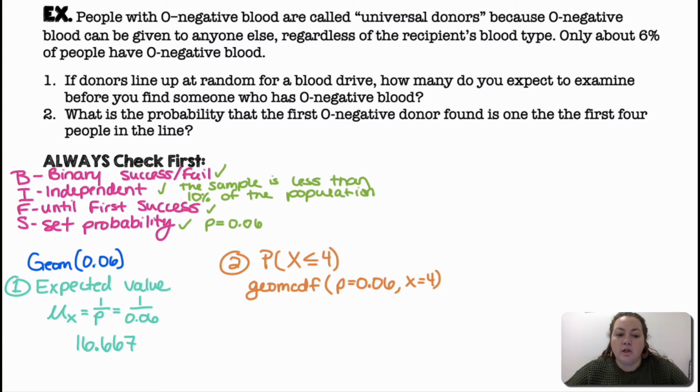Then the other question, what is the probability that the first O negative donor found is one of the first 4 people in line? So the probability that it's 4 or less, like that the first one happens in the 4 or fewer people. So this is a geometric CDF because I'm combining, it could be the first person, the second person, the third person, or the fourth person. P is the probability of success, 0.06, X is 4, and I get 0.21925. In my calculator, I'm going to second vars, which is distributions. I'm going to find geometric CDF, and I'm going to put in P and X and get my answer.